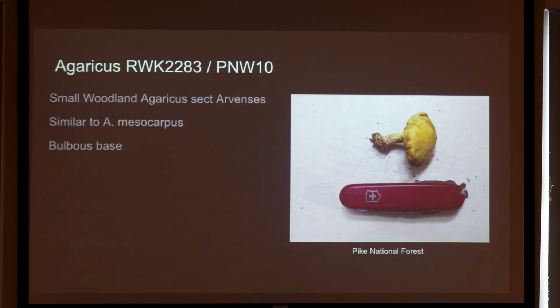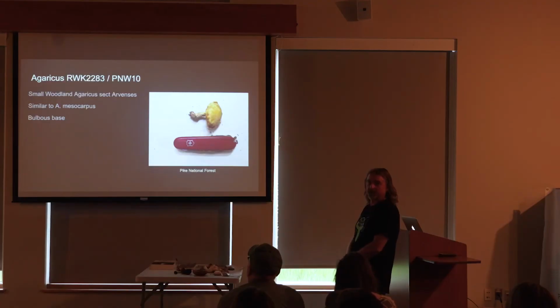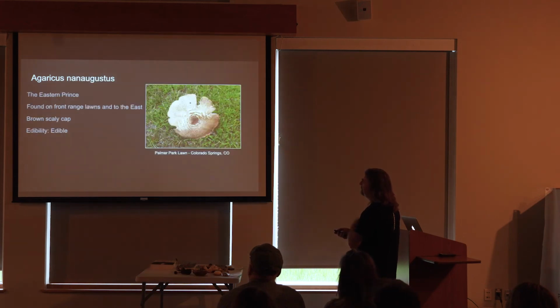And then when the DNA came back, it came back as this provisional name. They're calling it Pacific Northwest 10 because they're finding it out there too. But according to Rick, the Agaricus expert, it's RWK, that's his initials, 2283. So this is another one that we would probably call Savicola, even though it was small, and just eat it. But the bulbous base is a key part too. I put it with a Swiss Army knife so you can tell how small that really is.